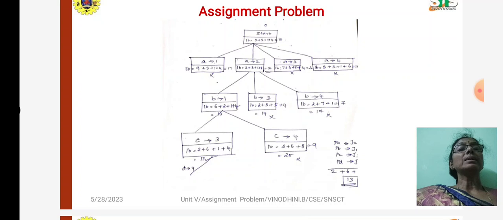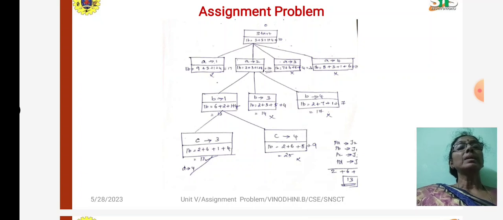For the second node, assume that we are going to assign job 2 to person A. Again you have to find the lower bound value. In the first row for person A, the job 2 value is 2. So add the 2 and we have to calculate the remaining 3 by 3 matrix.